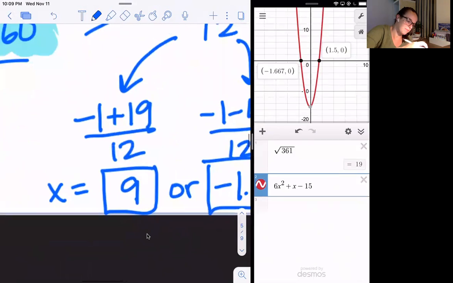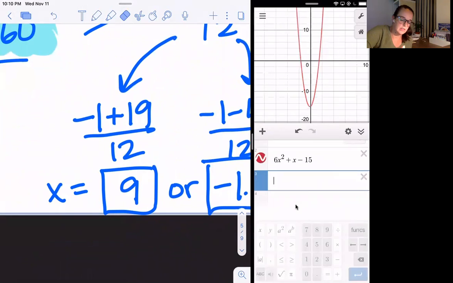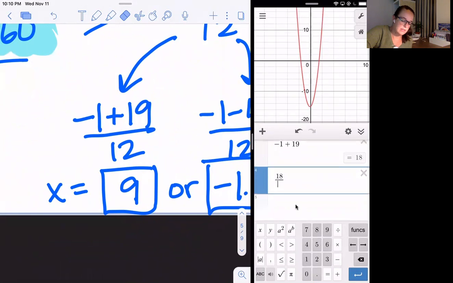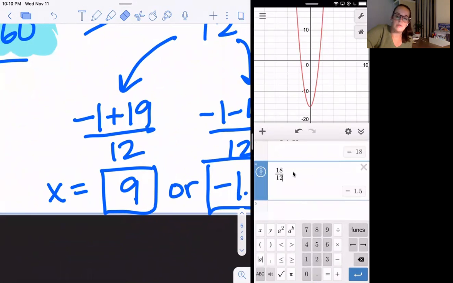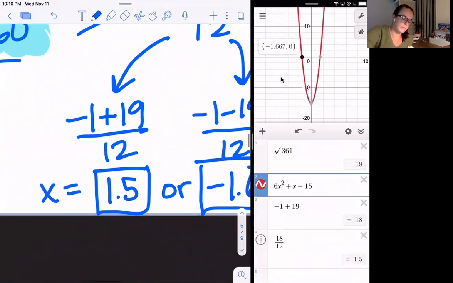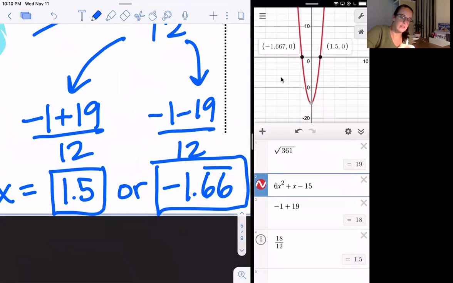So let's go back here. What mistake did I make? I have negative 1 plus 19. Negative 1 plus 19 is 18, and then 18 divided by 12. Oh, my 18 divided by 12. I must have done 18 divided by 2 instead. So I get that 1.5 answer. So this actually is 1.5. So I have my two solutions at negative 1.66 and 1.5. All right, sweet.